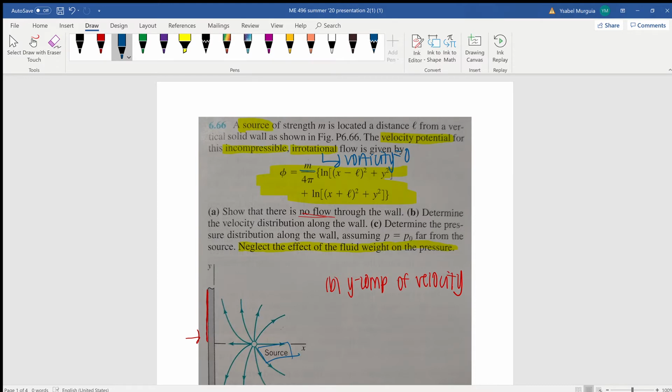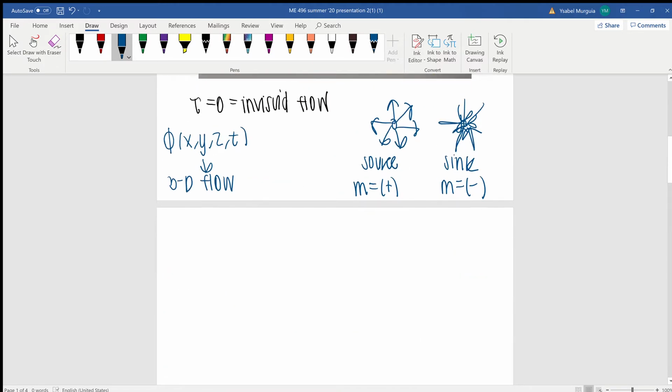And they also tell us that it's incompressible. So something that we know about an incompressible irrotational fluid is that the gradient cross the velocity will be equal to 0.